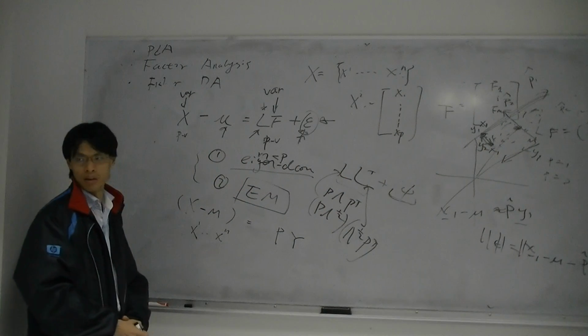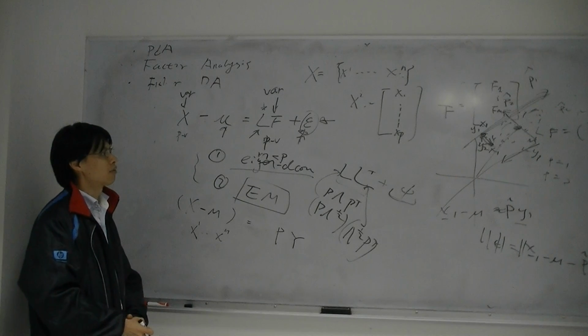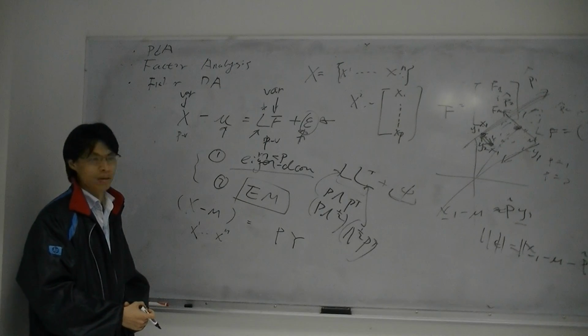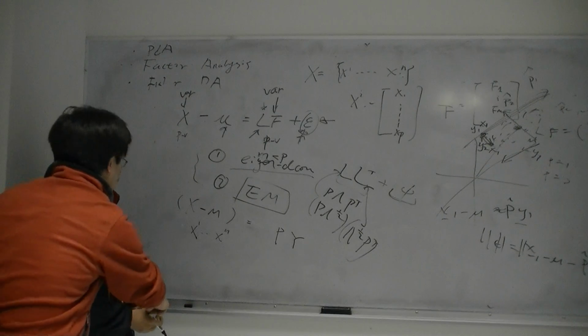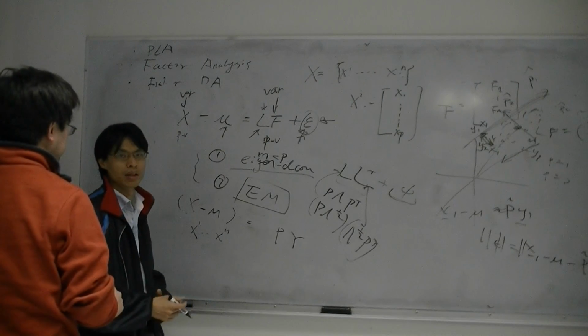So how do you get P? How do you get P? P is basically just the eigenvector, if I use exactly PCA to do that. Yes, because, well, I know you don't have a constraint here. You're saying L cannot be arbitrary, right?